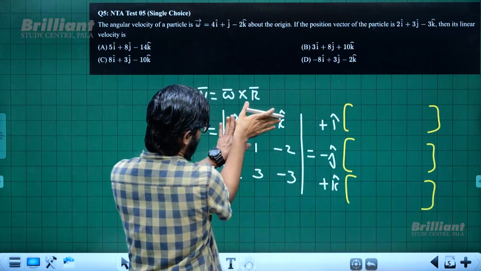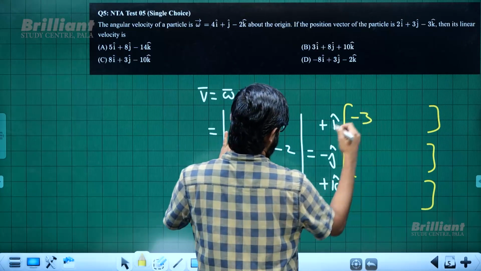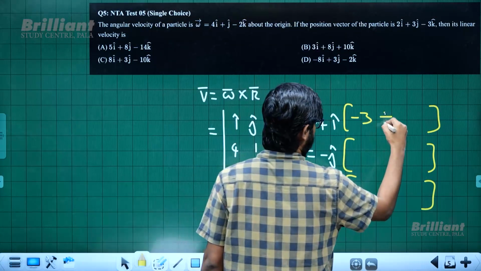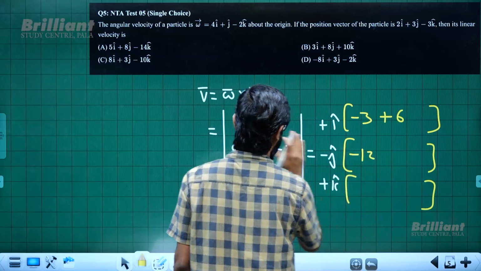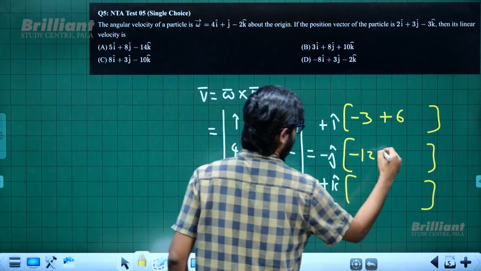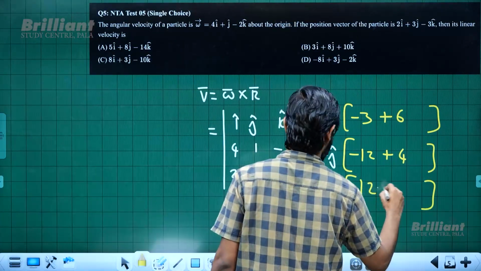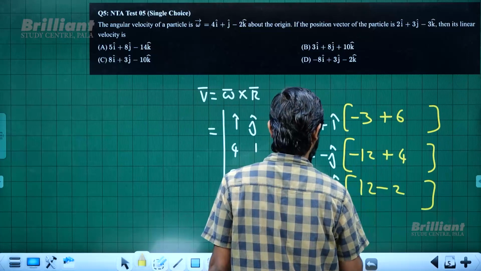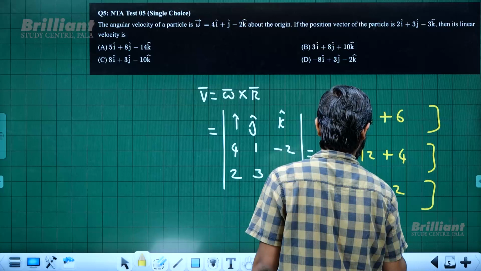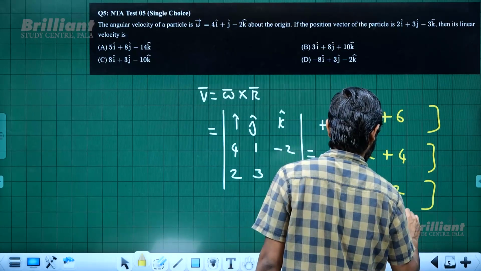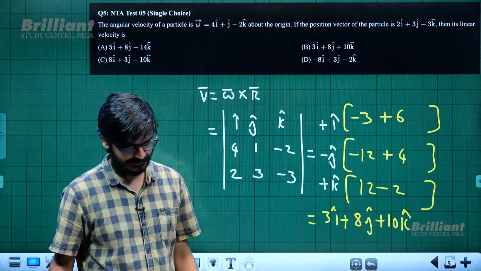So i cap, when I close this I will be getting 1 into minus 3, which is minus 3, minus of minus 6, which is plus 6. Now j cap, when I close j cap, 4 into minus 3 is minus 12, minus 2 into 2 is minus 4, so it will be plus 4, 12 minus... which will turn out to be 3 i cap minus of minus, plus 8 j cap plus 10 k cap. 3 i cap, 8 j cap, 10 k cap.